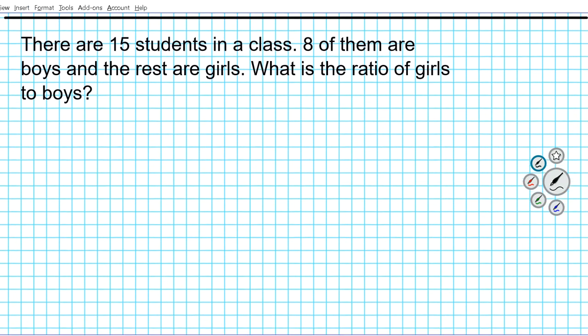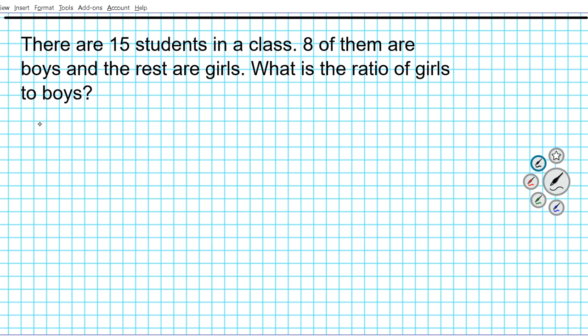Okay? All right, now let's consider a problem in paragraph format. So in this question, consider the following scenario. There are 15 students in a class. 8 of them are boys and the rest are girls. Question, what is the ratio of girls to boys? So in order to write the ratio of girls to boys, we need to know how many boys and how many girls there are. Okay, so let's go ahead and write those down.